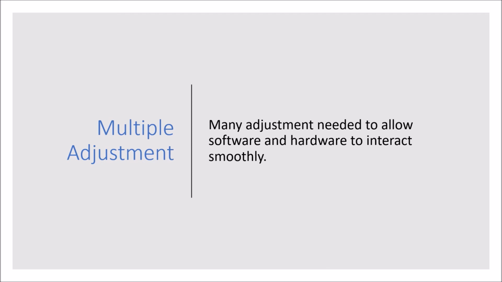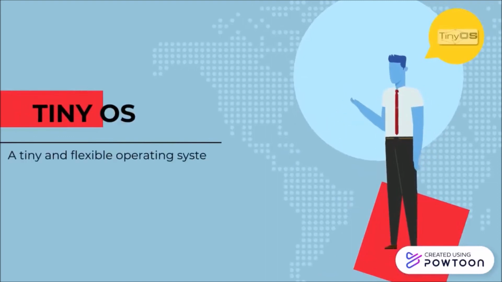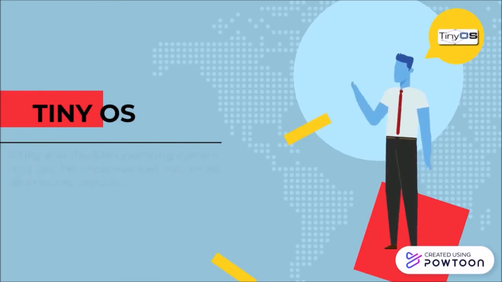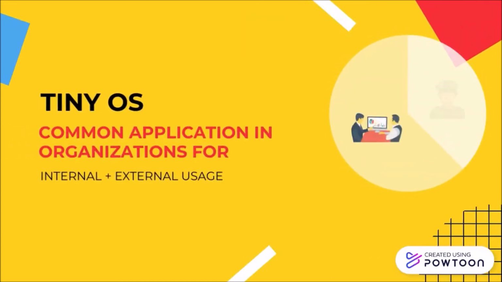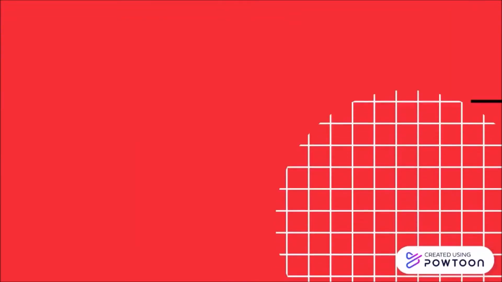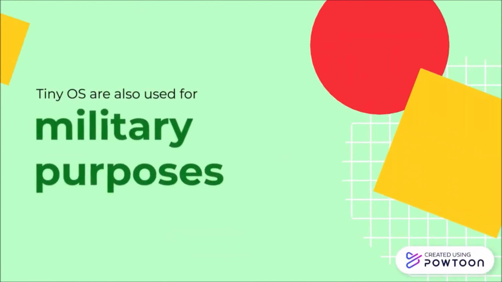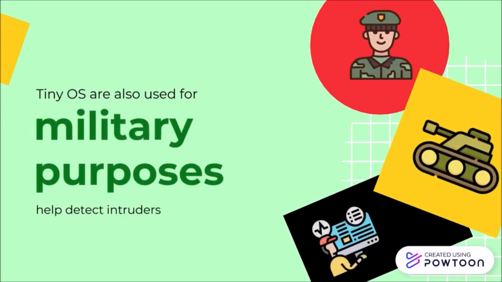Now let's move into the conclusion. TinyOS is a tiny and flexible operating system that can be implemented into small devices like sensors. TinyOS can be seen as a common application in organizations for internal or external purposes. TinyOS is used in smart homes. This helps the owner of the house to turn on the lights automatically while going into the house. TinyOS is also used for military purposes. This helps the military to know better if there are intruders in their airspace.